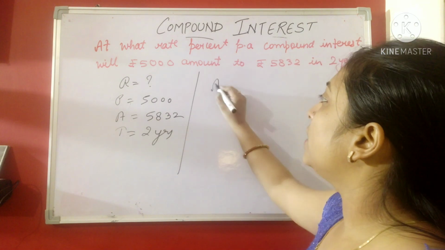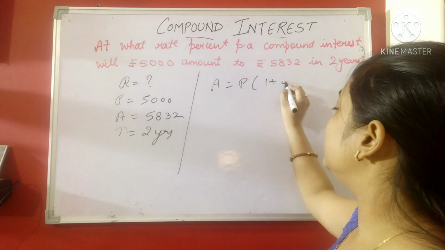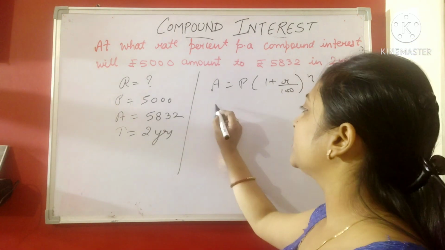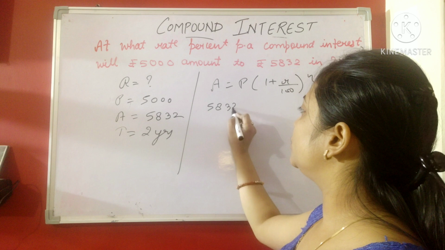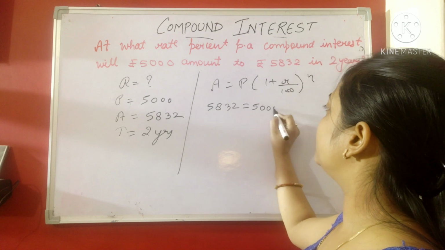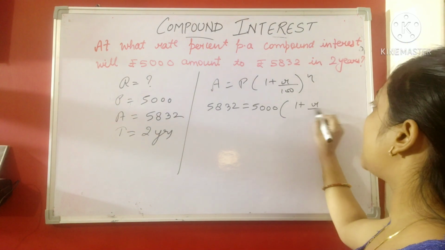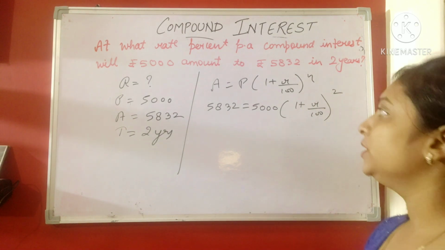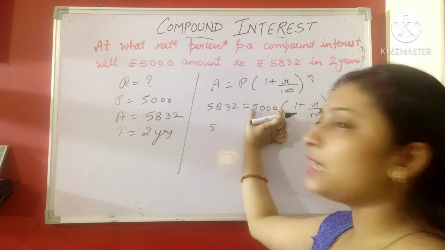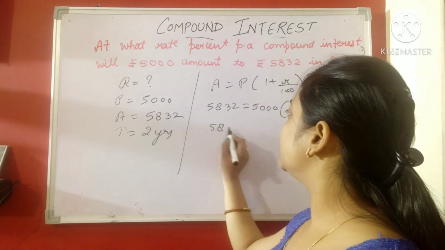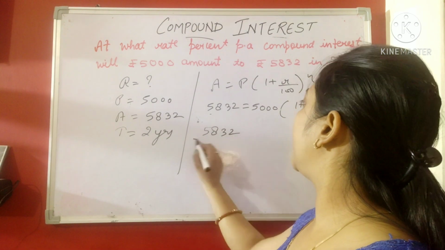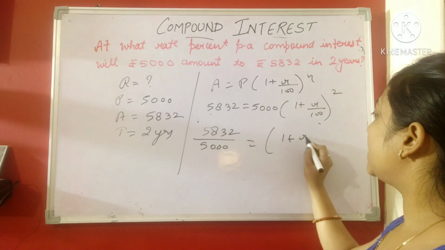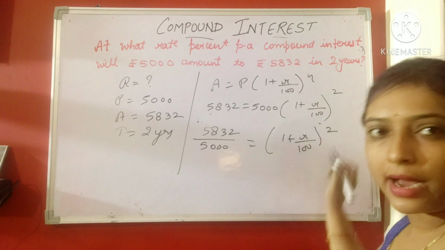Let's see. This is the formula. Please keep writing the formula every time so that you learn that formula. 5832 is equal to 5000 into 1 plus R by 100 raised to the power 2. This R is unknown. Right. Now just bring that P here in the denominator. 5832 by 5000 is equal to 1 plus R by 100 raised to the power 2.